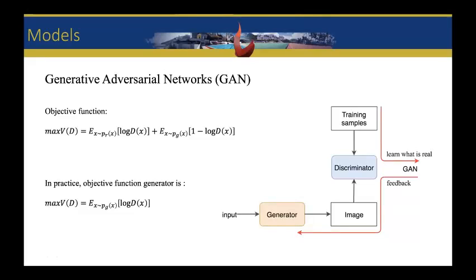And on the generator side, the objective function wants the model to generate an image with the highest probability value of D(x) to fool the discriminator. So theoretically, the generator of GAN should minimize the expectation of log(1 minus D(x)). However, this gives unstable training. So in practice, the objective function of the generator is to maximize the expectation of log D(x).